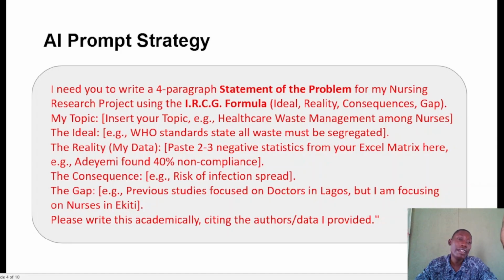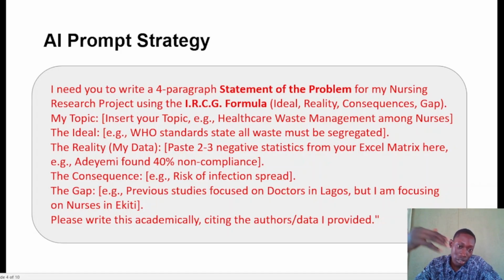So you tell the AI your topic, you input your topic there, then you try and explain to the AI what you mean by the ideal. Make sure you explain to the AI what ideal is, what reality is, what consequence is, and what gap is. As you can see in this AI prompt strategy I gave you, I have explained what the ideal is. I have given the AI an example, then the reality from the data, based on 3 negative statistics. Now, the Excel matrix, I will talk about that very soon.